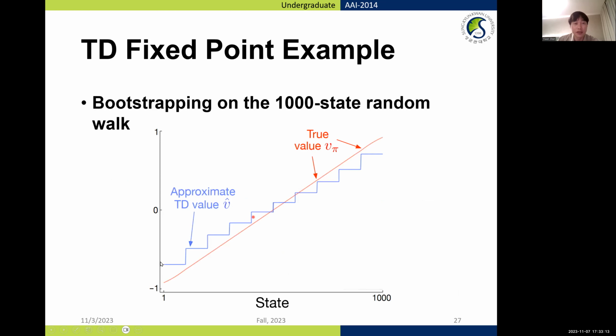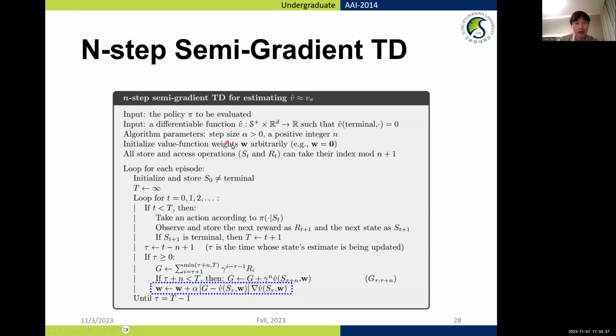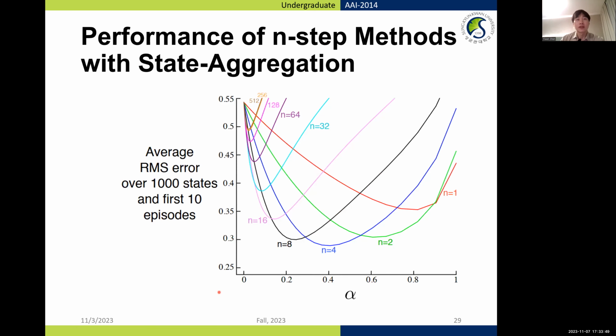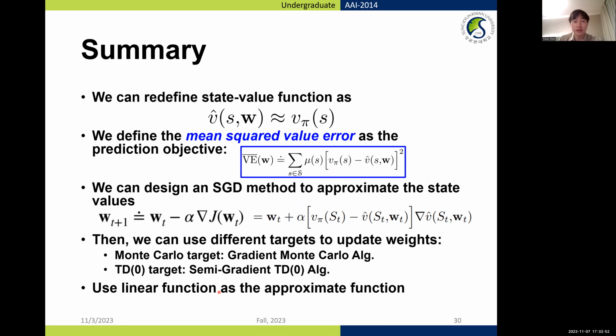As you can see here, if we use the semi-gradient TD0 approximation approach, then we can eventually get these step functions, which deviate a little bit from the true value, because the TD method itself is biased, right? Then there is n-step semi-gradient TD. The n-step TD, but this time we are using the parameterized update process. And it's a performance summary. Okay, we spent this time to review what we learned in the last lecture.